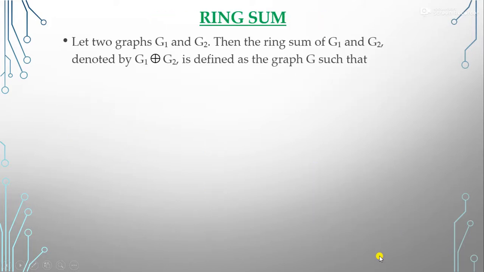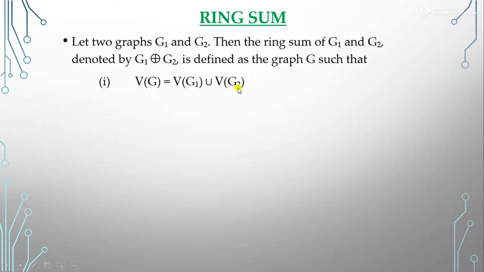Now the next one is ring sum. If we have, suppose, two graphs G1 and G2, then the ring sum of G1 and G2 we denote by this symbol, G1 direct sum G2. This is the ring sum. Now our graph G is defined such that G is G1 ring sum G2. So the vertices of this ring sum G are equal to the vertices of G1 union vertices of G2. It means we have to take all the vertices of G1 and G2.